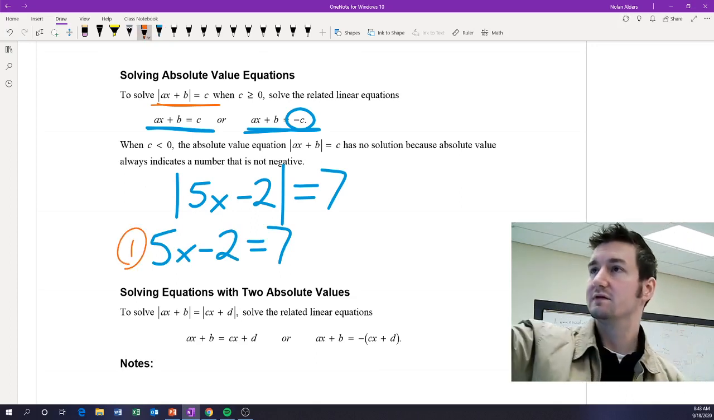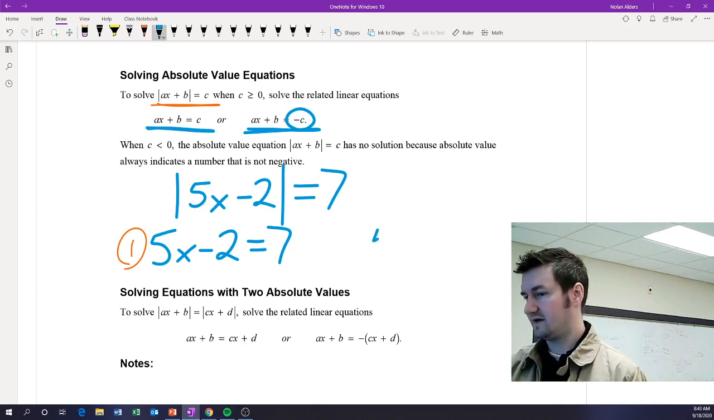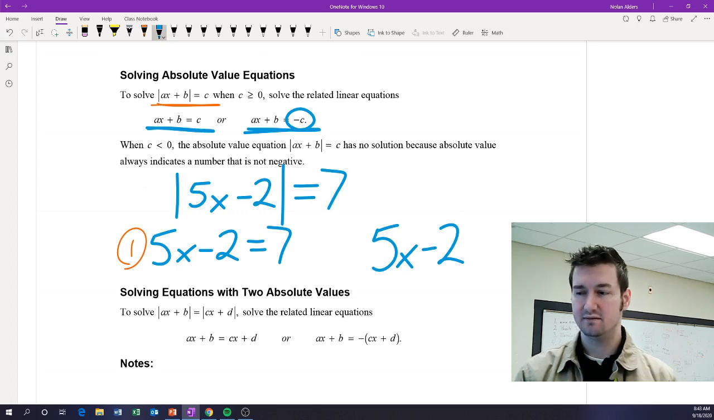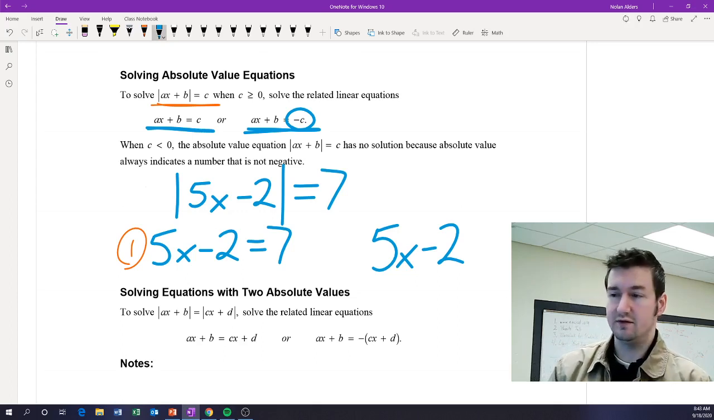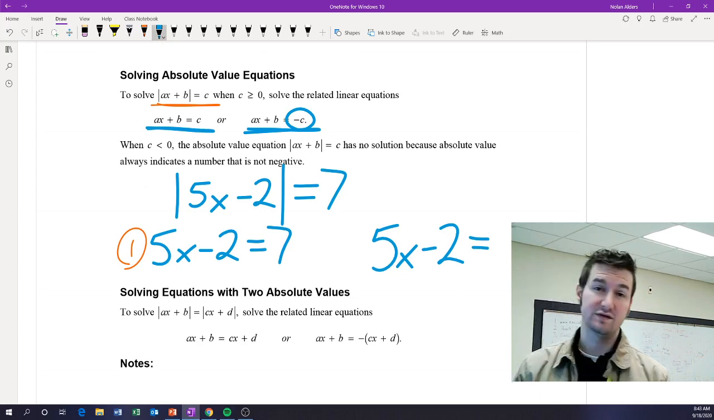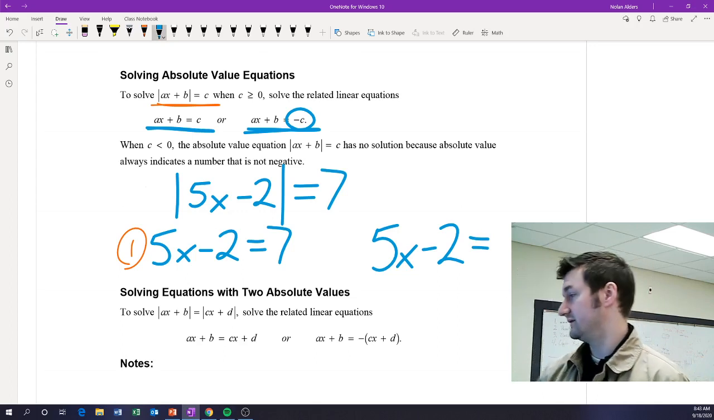And then we'd also solve the equation 5x minus 2. You don't change the left side, or whatever side the absolute value is on. You change the other side, the opposite side of the absolute value. So that would be negative 7.